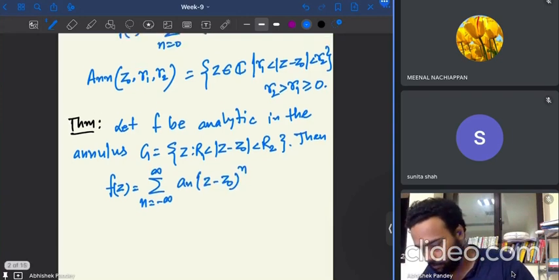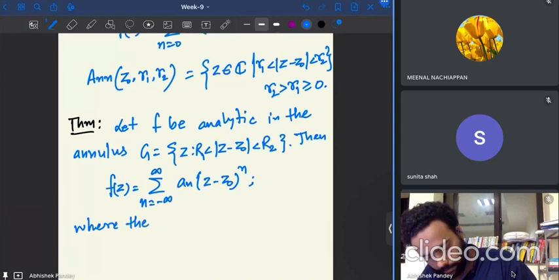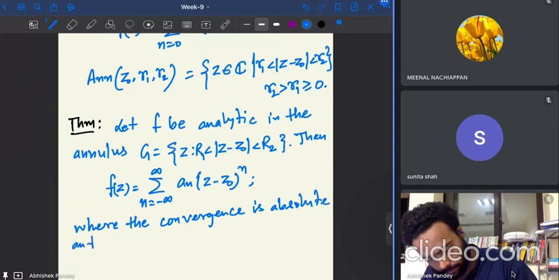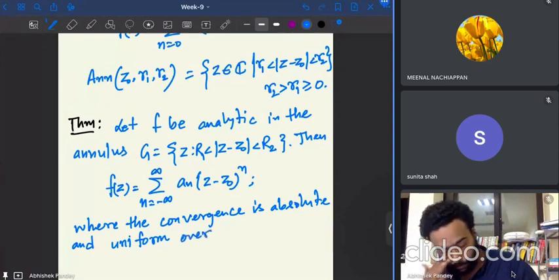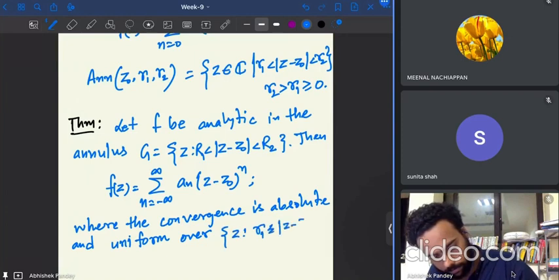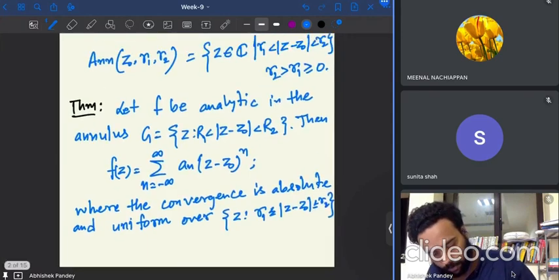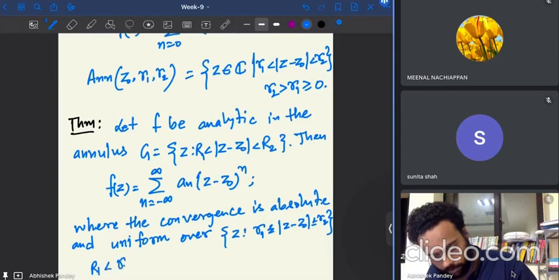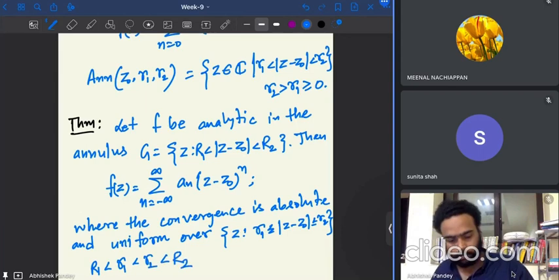Okay, where the convergence is absolute and uniform, basically over compact subsets of the annulus, that is, for small r1 less than r less than r2.